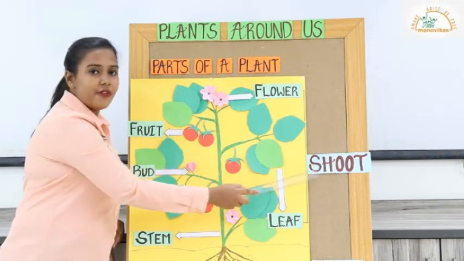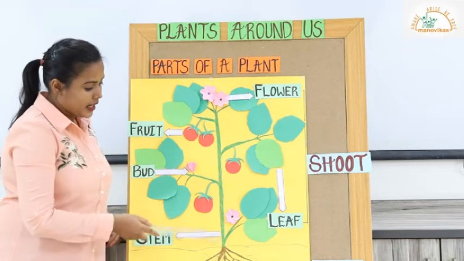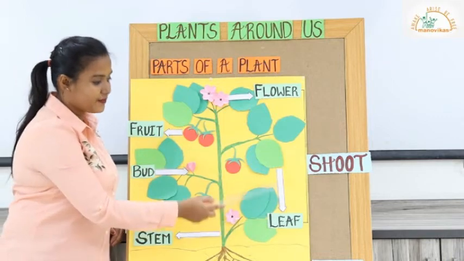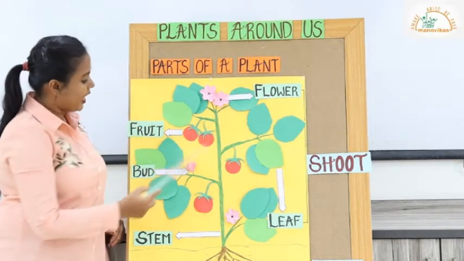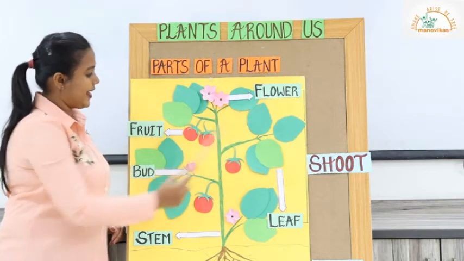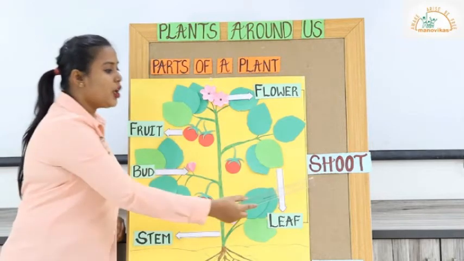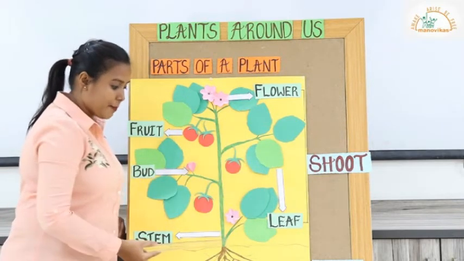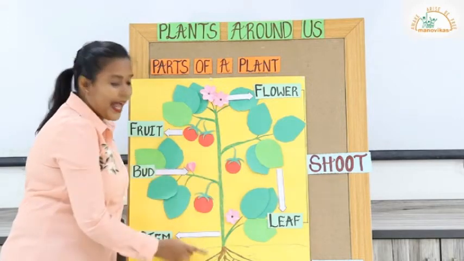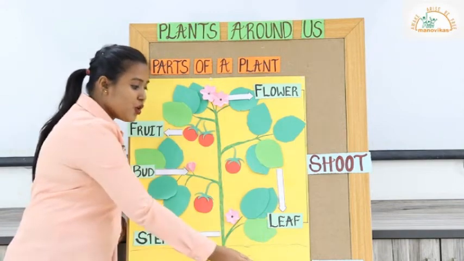Now what do we have in the shoot? We have the stem, we have the leaf, then we have the bud, the flowers and the fruits. So this part of the plant forms the shoot. So all these parts of the plant together can be called the shoot. And the part of the plant below the ground is the root.